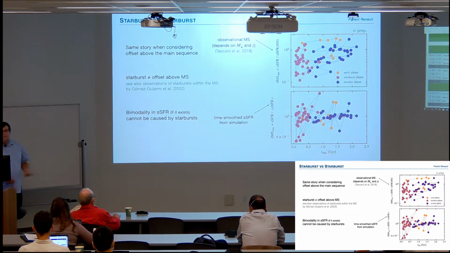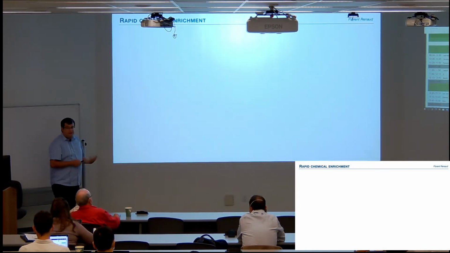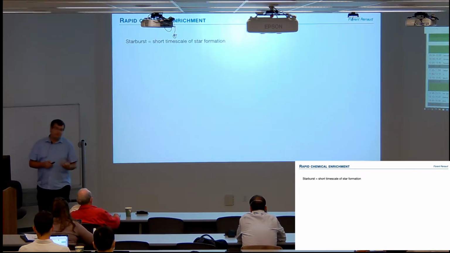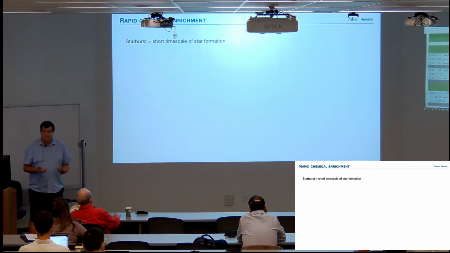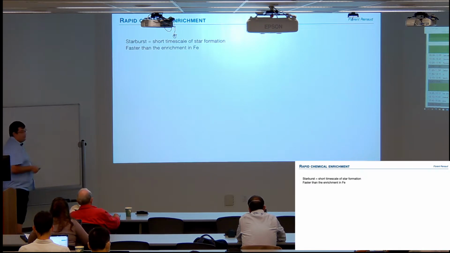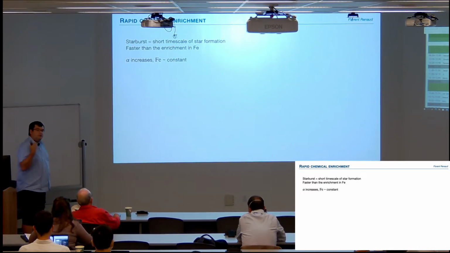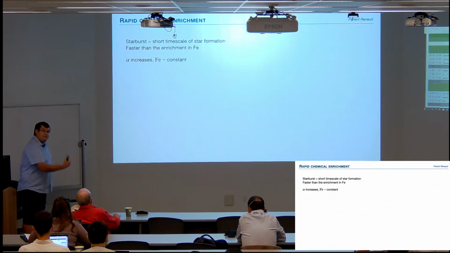So why is that so important to understand how starbursts work in galaxy evolution? Because that gives you a time scale. Starburst means short time scale for star formation, and you can compare this time scale to anything else in your galaxy, including the time scale for chemical enrichment, for example, so in Fe. So if you do that during a starburst, you form stars so fast that you don't have time to reach the type Ia stage yet.